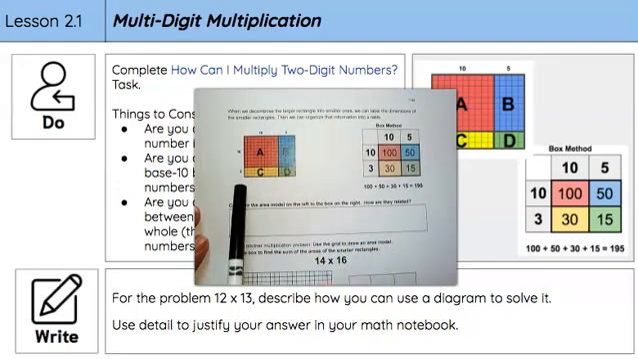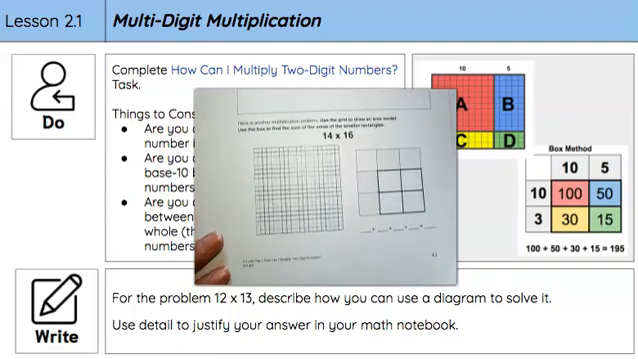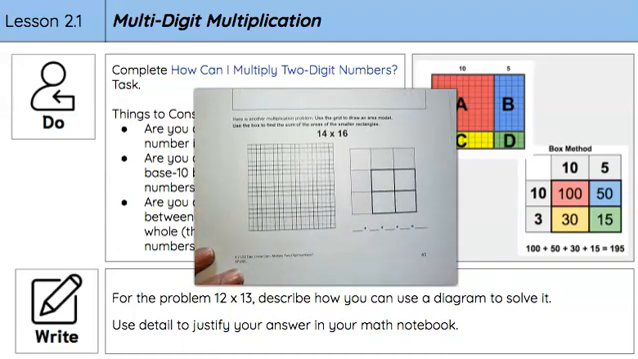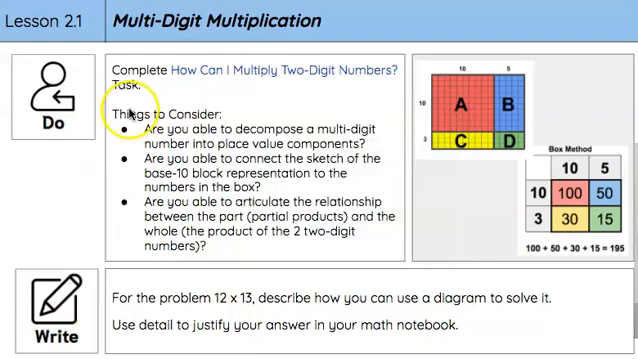This is our area method, and then this is what we call a box method. Compare those and tell me how they are related. And then you're going to solve one on your own. So you could use the steps that you did before to solve 14 times 16 now. Here's some things I'd like you to consider when you're completing this task.